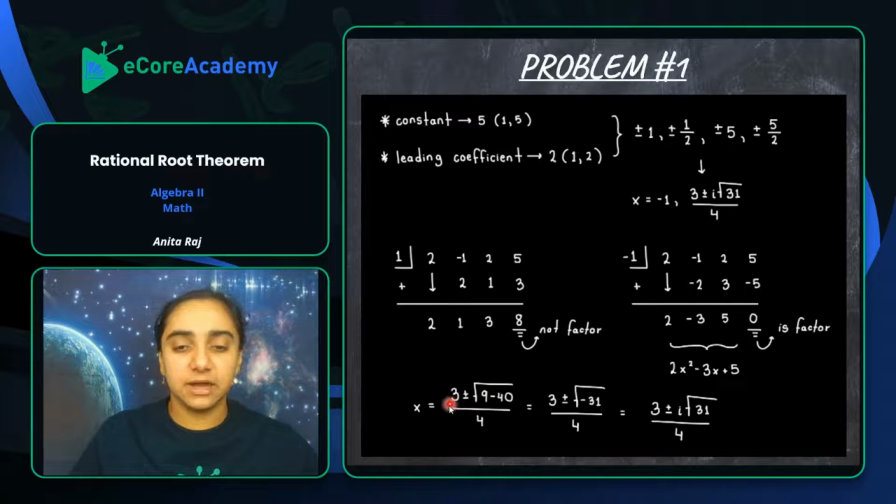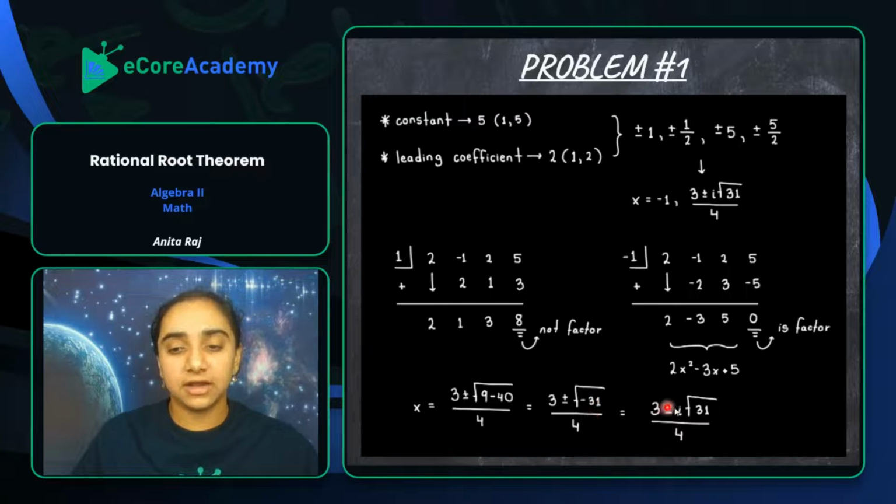Negative b is actually positive 3 plus or minus the square root of b squared. Negative 3 squared is 9, minus 4 times a, which is 2, which is 8, times c, which is 5, so 8 times 5 is 40, minus 40, over 2 times 2, which is 4. We're going to simplify what's in the square root sign. We'll get 3 plus or minus the square root of 9 minus 40, which is negative 31, over 4.